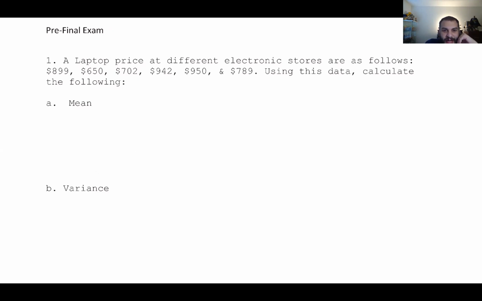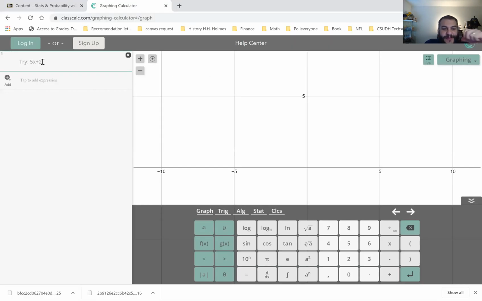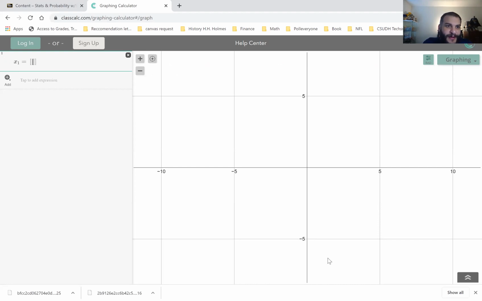So let's go to ClassCalc. All right, so in ClassCalc, we'll say x1 is equal to a bracket. So let's enter the numbers. You go 899, comma, 650, comma, 702, comma, 942, 950, 789. All right, so that's my x1.